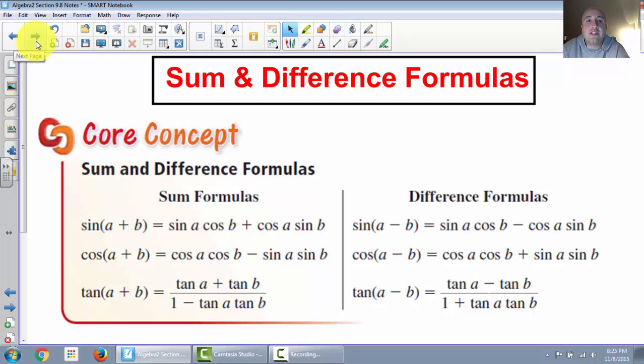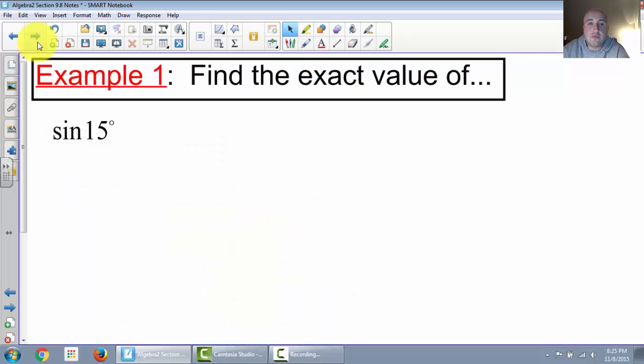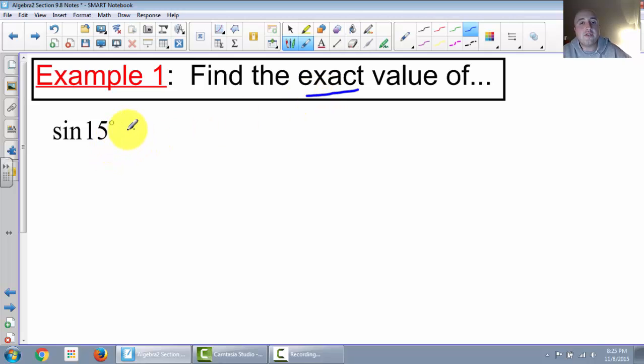All right, so what would an example look like using these formulas? We have sine of 15 degrees. Prior to this, we would just type this in our calculator. Since this is not a 45, a 60, or a 30, we can't really find the exact value. But what we can do is use our 30, 45, and 60 to get 15. Hopefully you would agree that 60 degrees minus 45 degrees would be 15, so we can use 60 and 45.